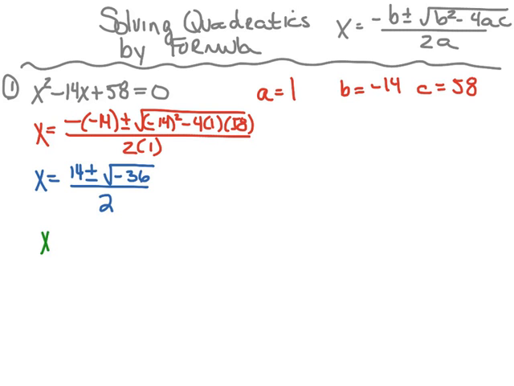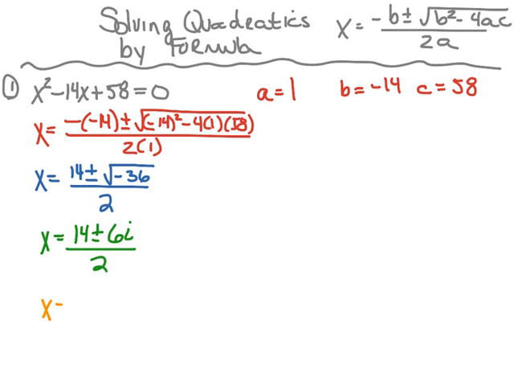Next thing I'm going to do is go ahead and try to take the square root of the negative 36. Now keep in mind we're taking the square root of a negative number, therefore it's going to be an imaginary. So the square root of negative 36 is 6i. Still got the denominator 2.